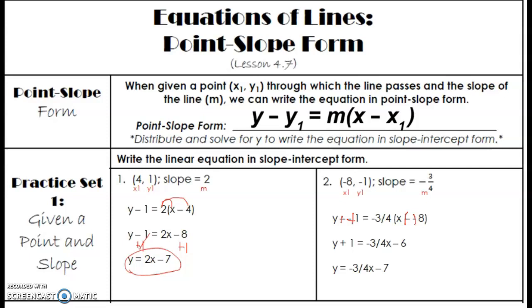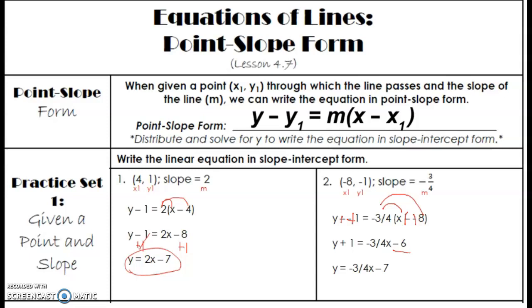So when I distribute this time, I'm distributing negative 3/4 to x, and that doesn't simplify. But negative 3/4 times 8, and remember it's a positive 8. When we type that in our calculators, negative 3 times 8 is negative 24, divided by 4 is negative 6. So that's where this negative 6 came from, multiplying.